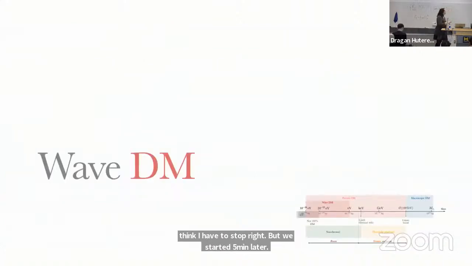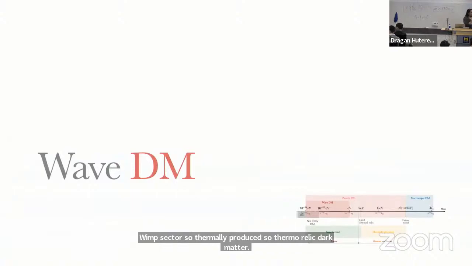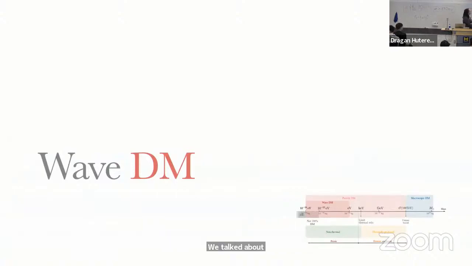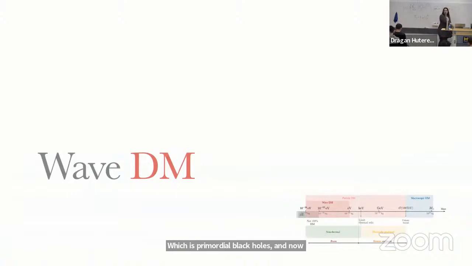Okay, so we talked about particle dark matter. We talked about the WIMP sector, so thermally produced, thermal relic dark matter. We talked about WIMPzillas. We talked about axions a little bit, not too much. Then we explored really macroscopic possibilities for dark matter, which is primordial black holes. And now we're going directly to the opposite side of dark matter, which is wave dark matter, which is the lightest possible candidate for dark matter that exists.